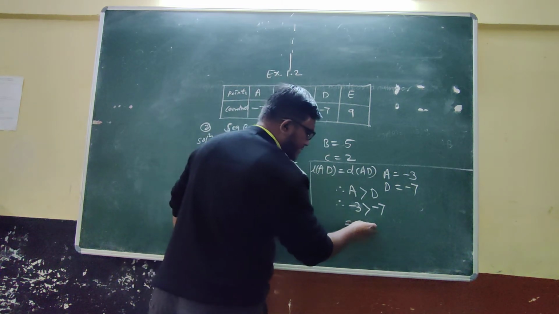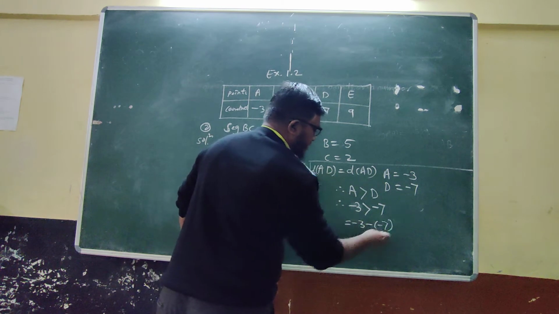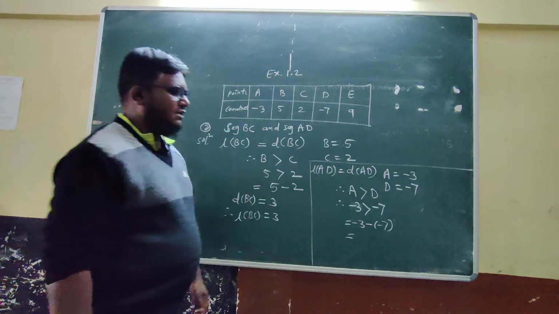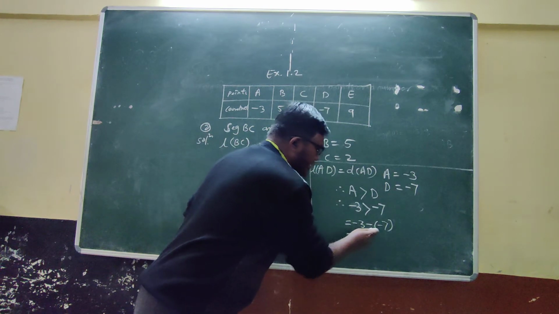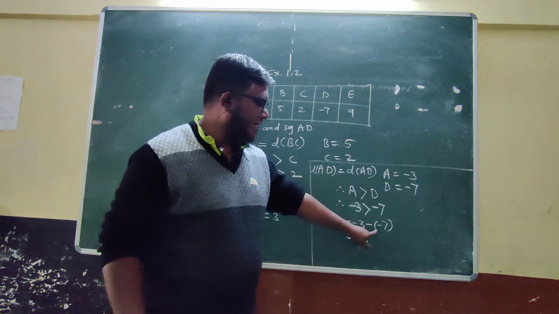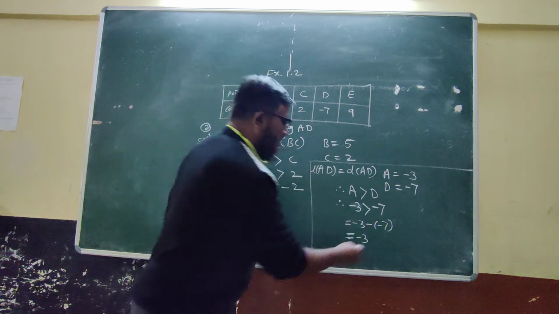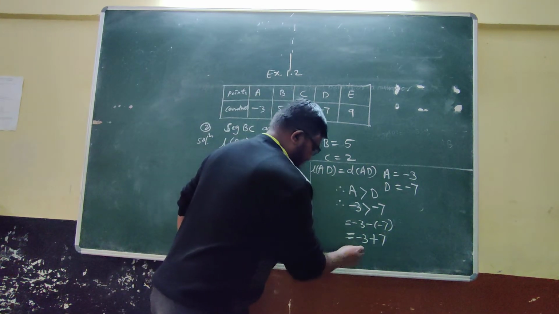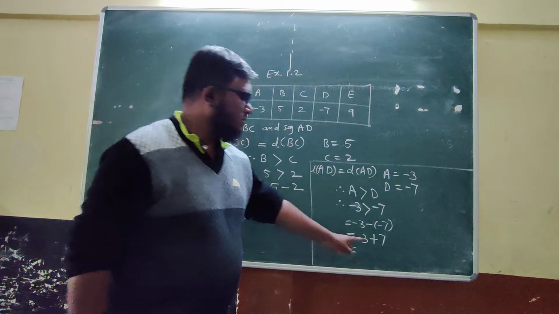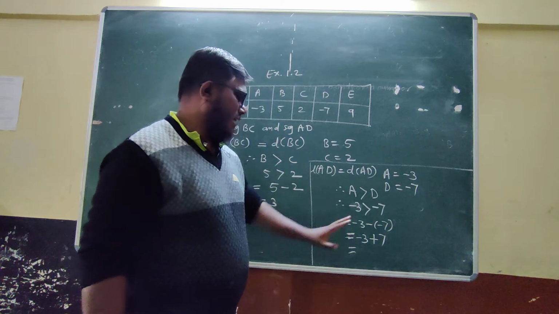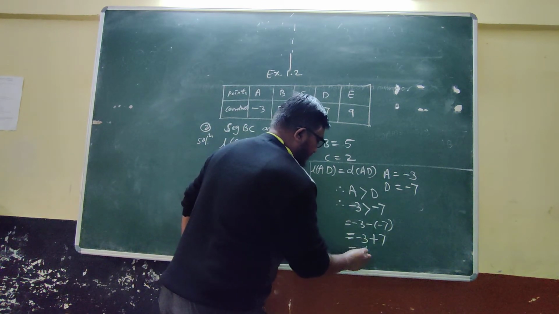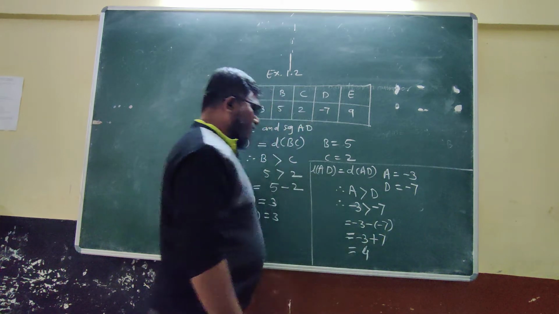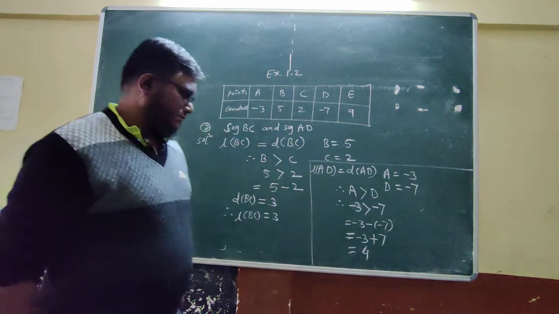-3 minus -7, this situation comes. -3 we have to write as it is. First of all, we'll open this bracket. This minus becomes plus, so it is 7. Now by the rules, minus plus is also minus. Therefore, we can write the answer is what? 4. 7 minus 3 is 4, and the greater number is on the plus side.